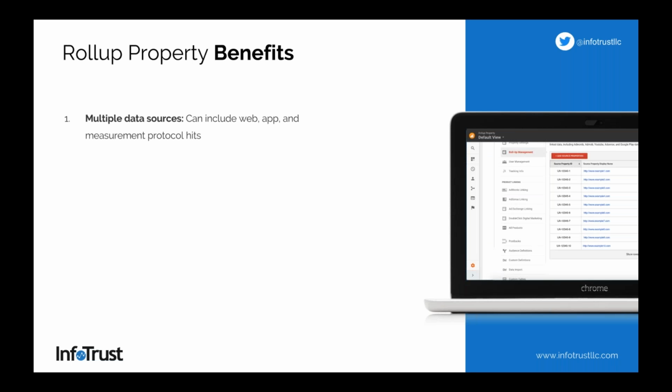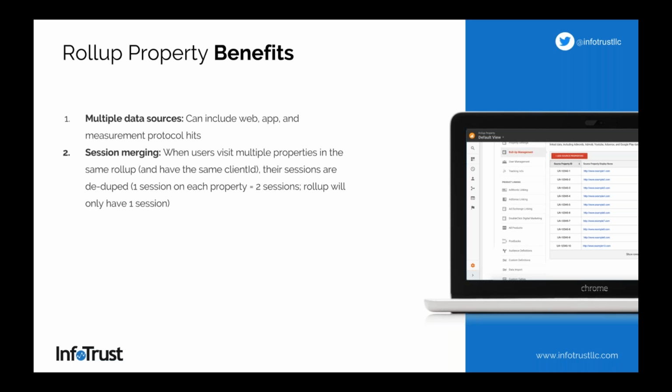So let's talk about some benefits here for the Rollup property. One is that you can include multiple data sources in the same Rollup property. So for instance, if you have a website, you have an app, and then you have something like a Roku or an Apple TV app, all that data can be included in the same Rollup property. So you can start looking at users across those different platforms in the same exact Rollup property, which is nice. It's not a one-to-one match with website-to-website Rollup property or app-to-app Rollup property. You can combine it all in the same Rollup.